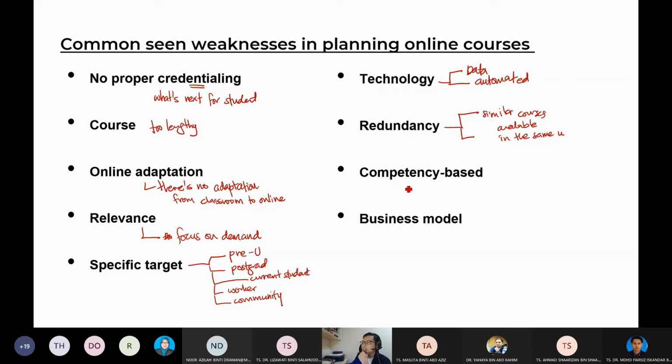And some courses are not competency based. Some courses, it looks like, well, it's not. I wouldn't give an example. It's not competency based. Competency based will have more take up. And then another one is we don't have a business model, how to actually market, our target. Where is our revenue going to come from? What's our expected income? Who's going to take it?